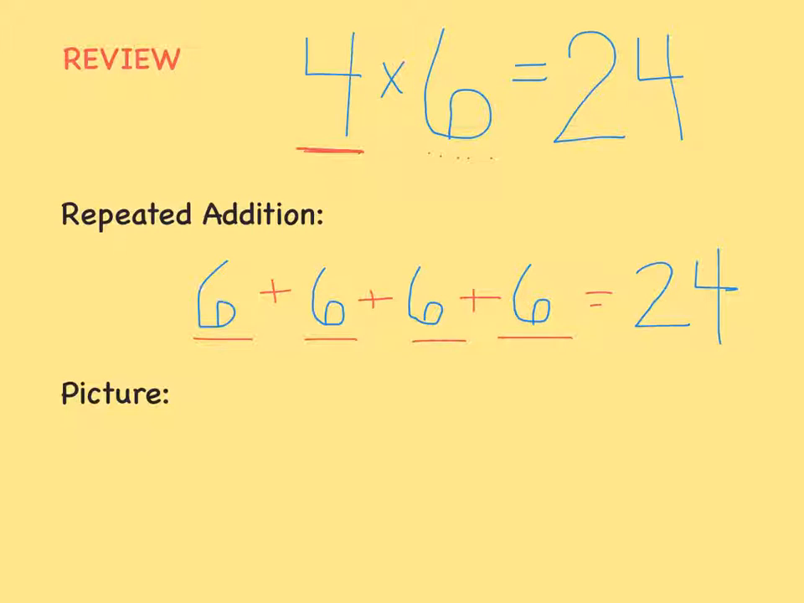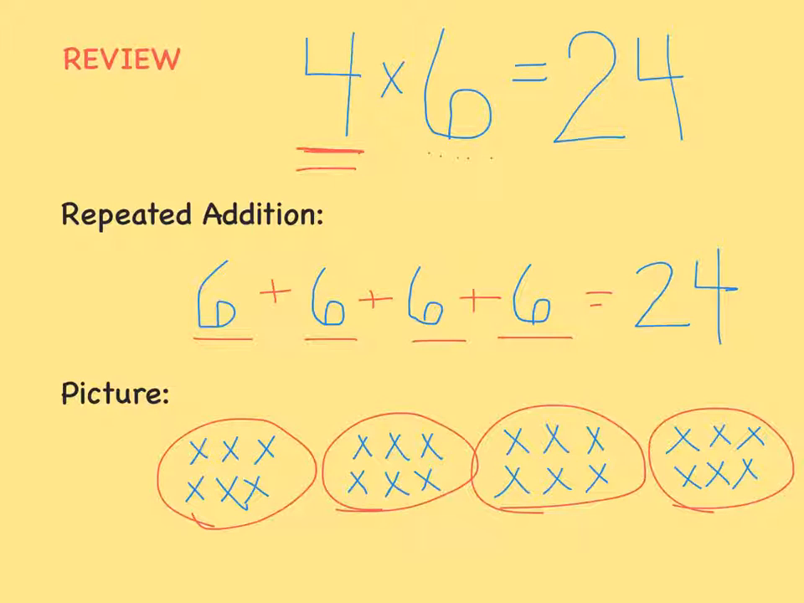They both equal 24. For the picture, let's draw 4 groups again. Those are my 4 groups, and there's 6 in each group. 4 times 6 is the same thing as 4 groups of 6 in this picture. To help you remember which number is the groups and which one is how many is in each group, just remember that the multiplication symbol represents groups of, 4 groups of 6.